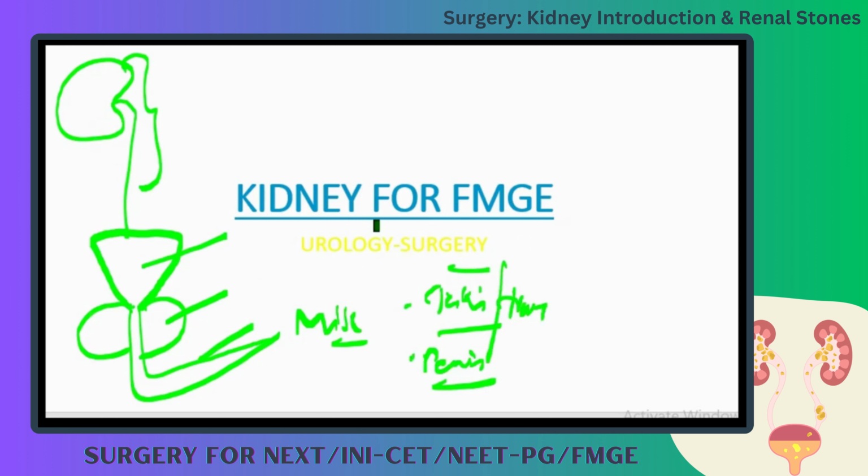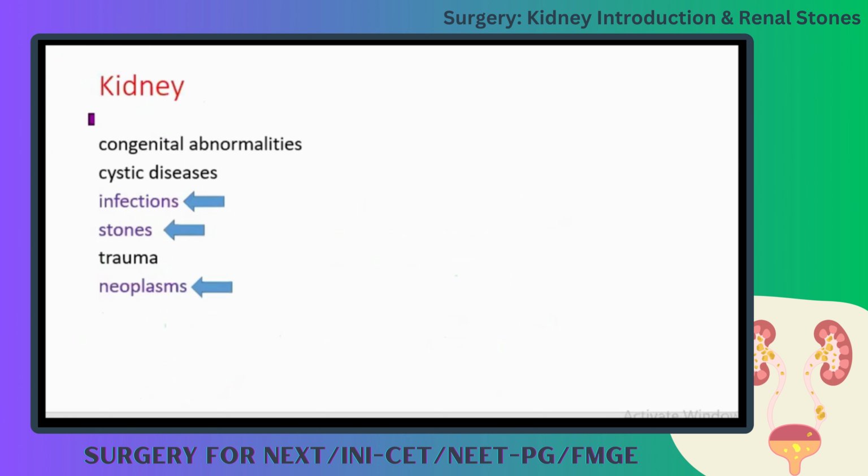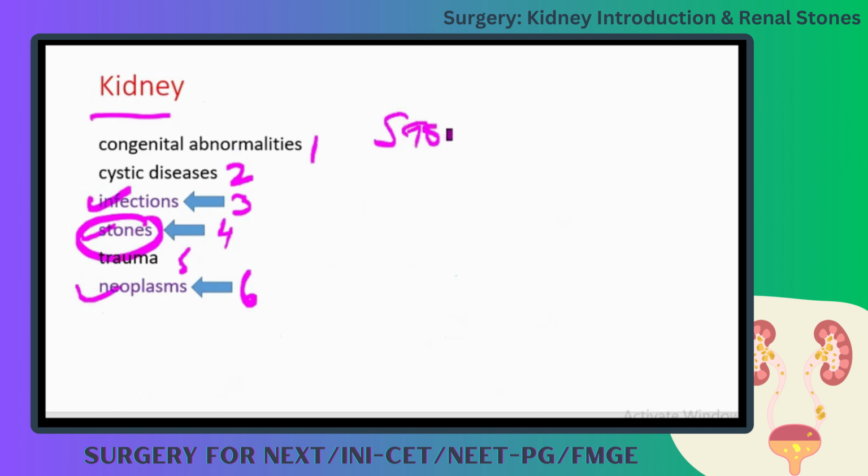So first we'll discuss kidney and ureter. The first topic is kidney and ureter. In kidneys, the questions will be asked on congenital abnormalities, cystic diseases, infections, stones, trauma and neoplasms. Out of these, three are the most important: infection, stone and neoplasm. From stone, one question is a guarantee. So first we will start with renal stone.